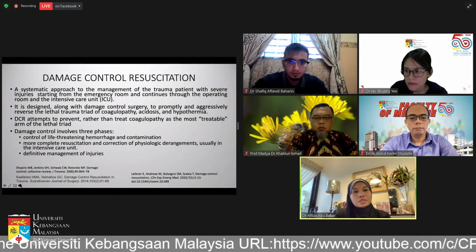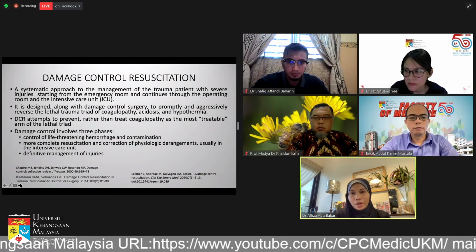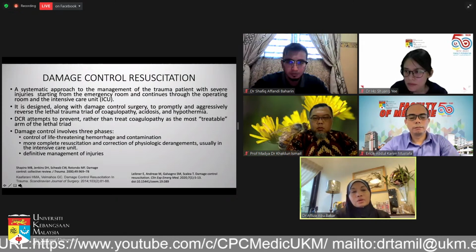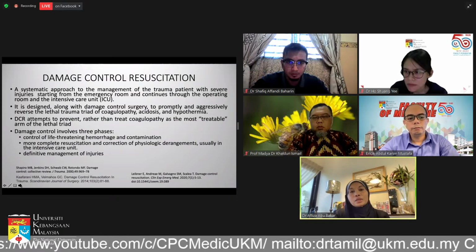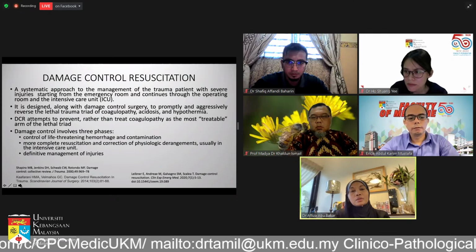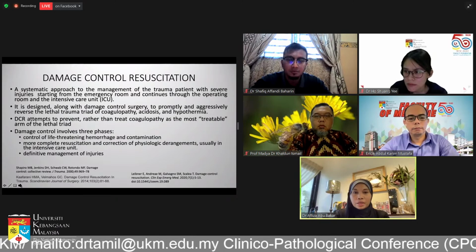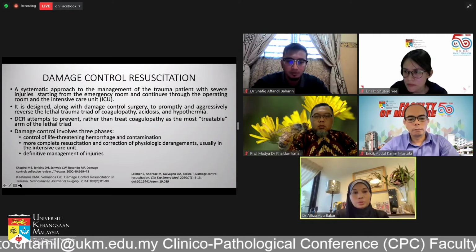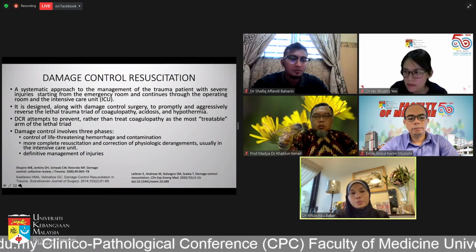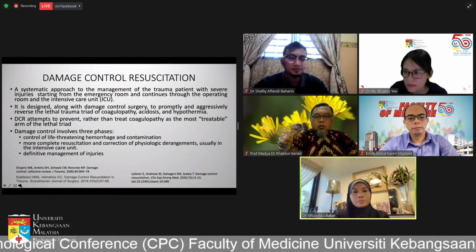The damage control resuscitation attempts to prevent, but does not actually treat, coagulopathy as the treatable arm of the lethal triad. So what we do is we try to treat all three components to prevent coagulopathy. And damage control resuscitation involves three phases. First, the control of life-threatening hemorrhage and contamination. It starts from pre-hospital care, continuing to the emergency department and into the OT. Second, a more complete resuscitation and correction of the physiological derangements, usually from the OT to the intensive care unit. And third, the definitive management of the injuries itself.